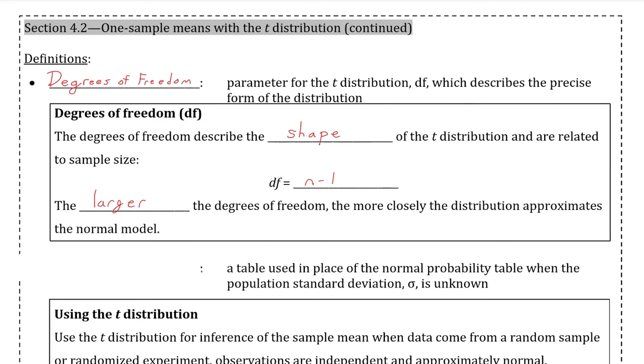To determine how the degrees of freedom affect the distribution we'll be working with, we have what is known as a t-table available in the appendix of your textbook, which is used in place of the normal probability table when the population standard deviation sigma is unknown.